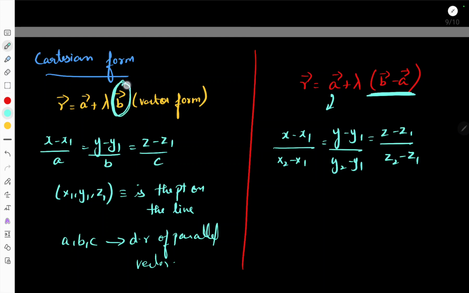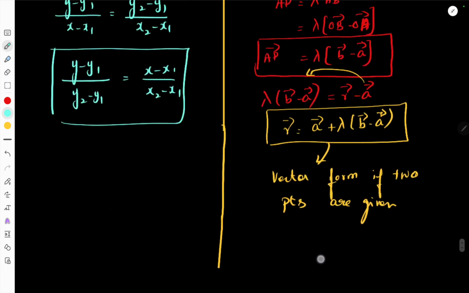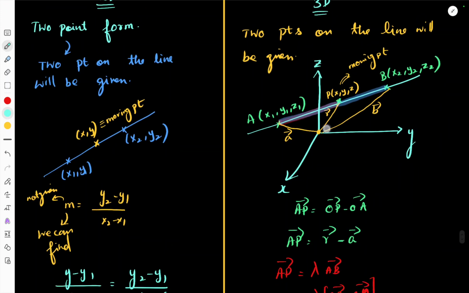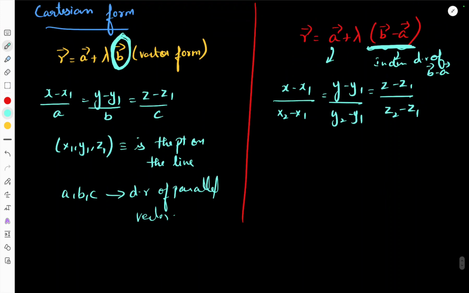Here B vector is there, so in the denominator we have written the directional ratios of B vector. Here in the denominator, we have to write directional ratios of B vector minus A vector. So what is B vector minus A vector? x2 minus x1 i cap plus y2 minus y1 j cap plus z2 minus z1 k cap. So from here we got the Cartesian form. This is the Cartesian form if 2 points are given.